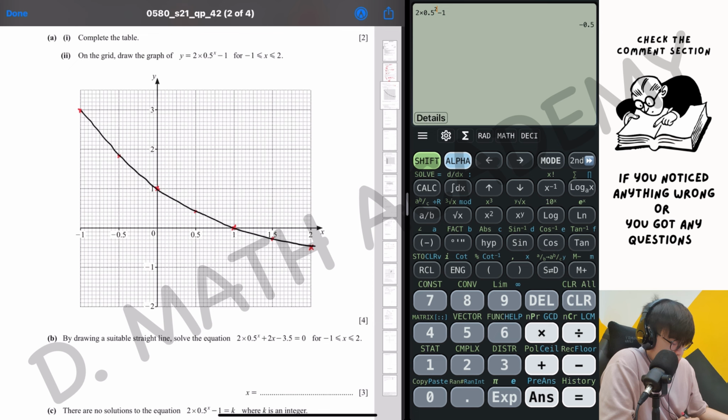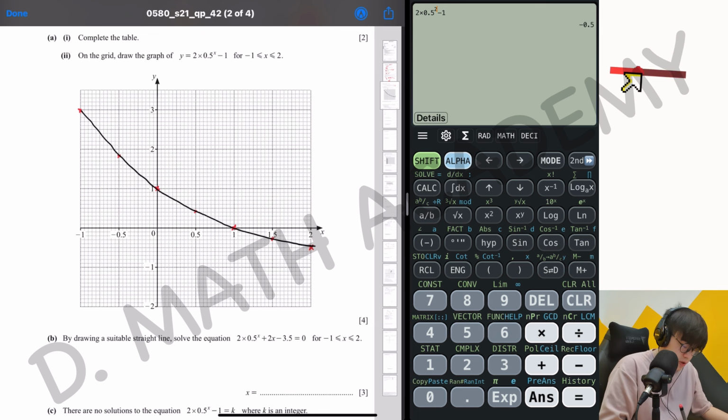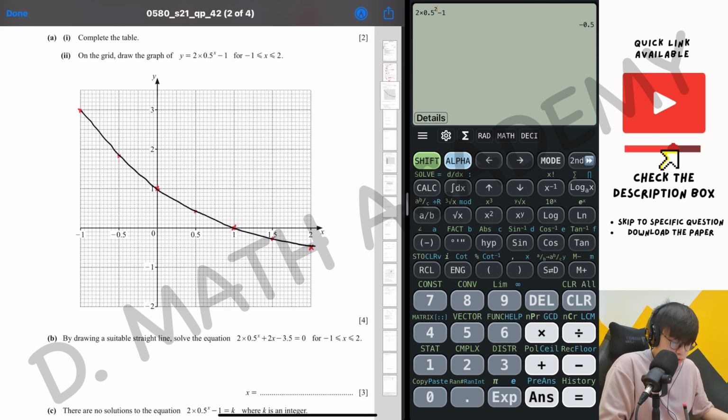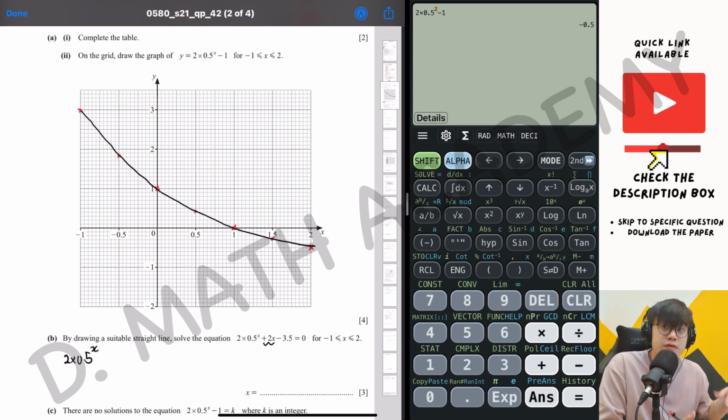Okay, so for the entire thing, you need to make some adjustment first. 2 times 0.5 to the power of x, this one is already correct, it matches the original equation. Then you will notice that there's an excess of 2x here, so you need to get rid of it first. By transferring it to the other side, you have a negative 2x.